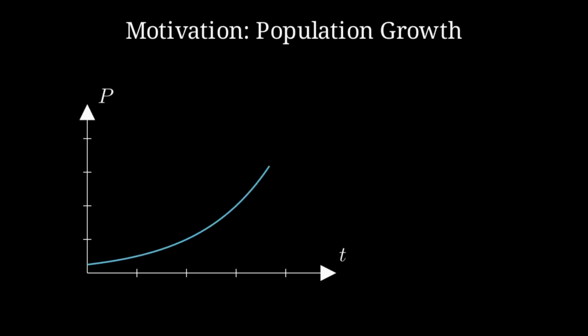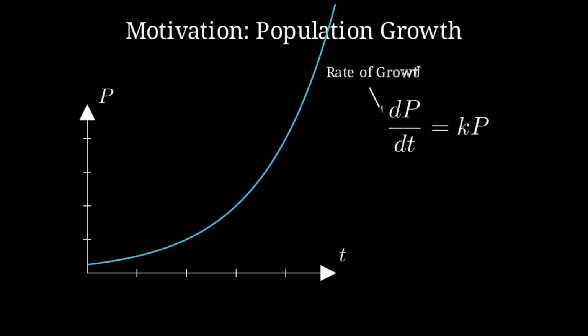Consider a population where the rate of growth is proportional to the current size. This relationship is expressed as dp over dt equals k times p. To find the actual population at any time, we need to solve for p. This is a first-order differential equation because it involves the first derivative, and it is the perfect candidate for separation.